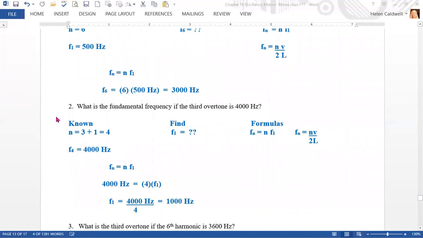What's the fundamental frequency if the third overtone is 4,000 hertz? Third overtone, n would be 3 plus 1, or 4. So F sub 4 is 4,000 hertz, and they want us to find F1. So again, we use Fn equals n times F1. We know F4, it's 4,000. So that means n is 4 and F1 is what we're trying to solve for. And that means that F1 is 1,000 hertz.